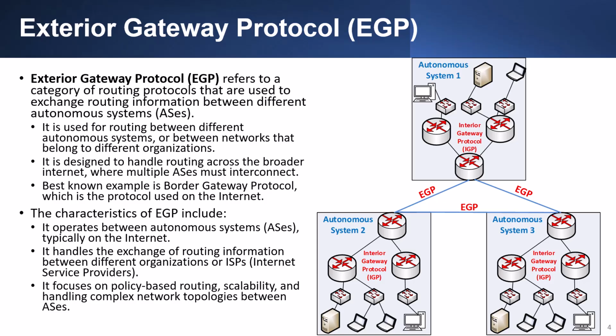The characteristics of EGP include: it operates between autonomous systems, typically on the internet. It handles the exchange of routing information between different organizations or ISPs, and it focuses on policy-based routing, scalability, and handling complex network topologies between ASs.